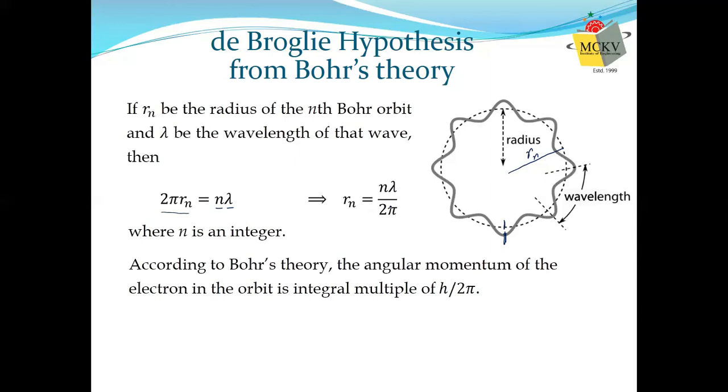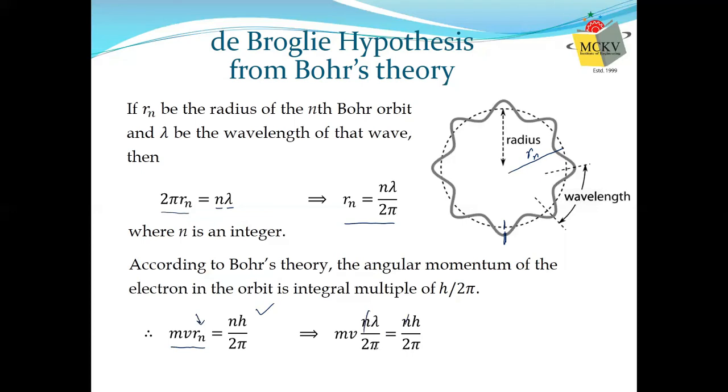Now, according to Bohr theory, for an electron rotating around the nucleus in the allowed orbit, the angular momentum of the electron is an integral multiple of h by 2 pi. That means the angular momentum m v Rn would be equal to an integral multiple of h by 2 pi. When Rn is replaced by n lambda by 2 pi in the equation, then it will be mv n lambda by 2 pi equals nh by 2 pi.